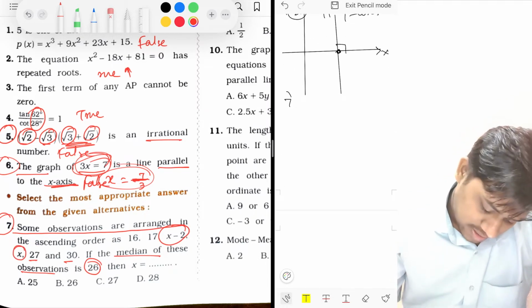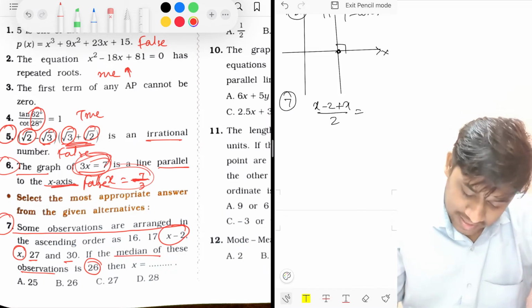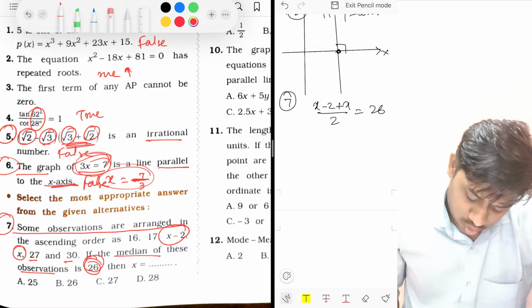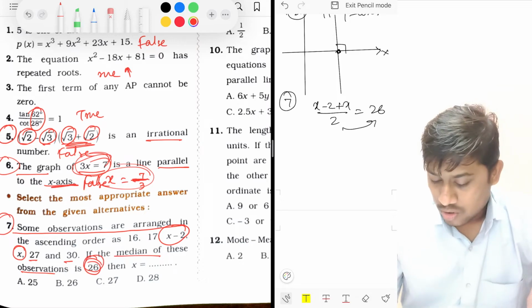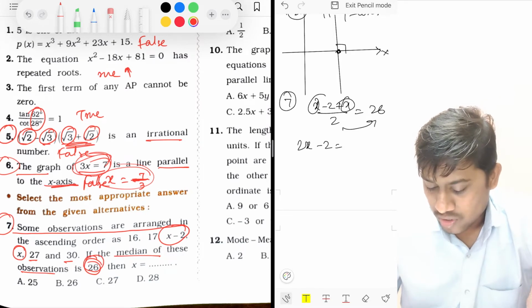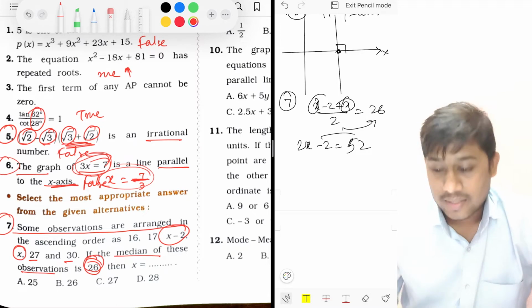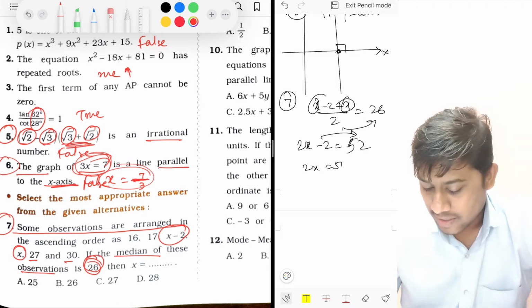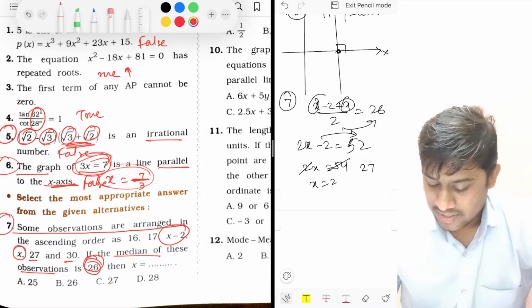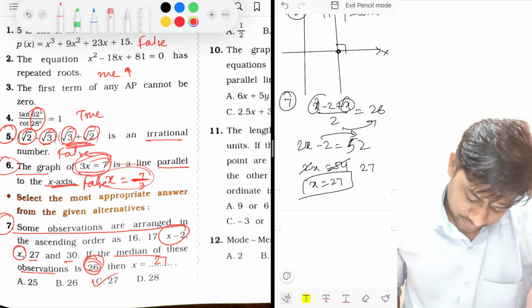So how will we write this? Observe carefully. I am writing x minus 2 plus x by 2 is equal to 26 as median. So 2 times 26. So we have x plus x, 2x minus 2 is equal to 52, right? So minus 2 will go that side and become 54. 2 times how much? 27. So x is equal to 27. So what we have? 27. Option C.